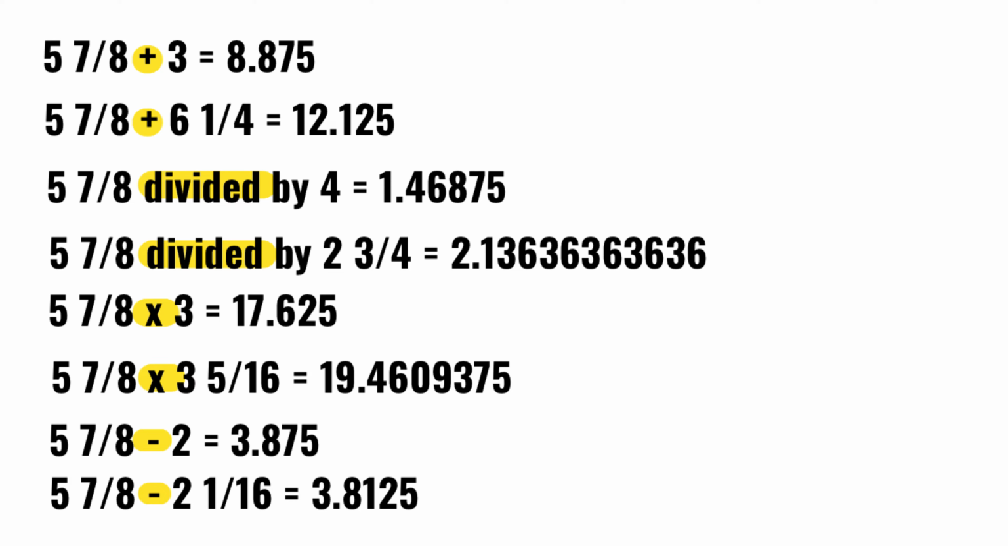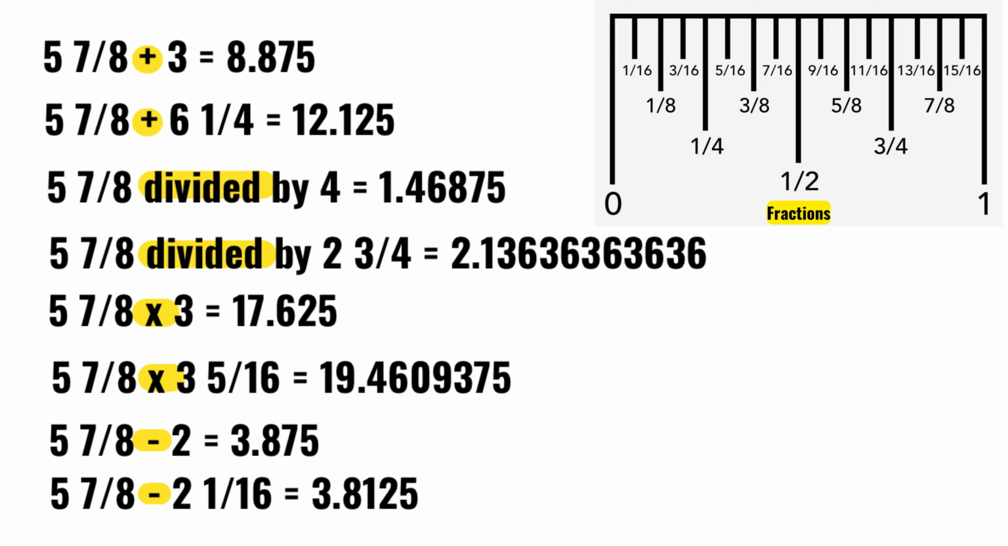First, let's discuss inches. Here we have an example of 5 7/8. If you add, divide, multiply, or subtract it by any whole number or another fraction, the answer will be in inches. If you look closely, you will see that 5 of the answers can actually turn into a fraction of an inch. It's one of the marks on the measuring tape, which means you don't have to round it off.